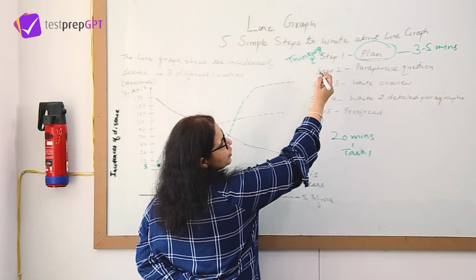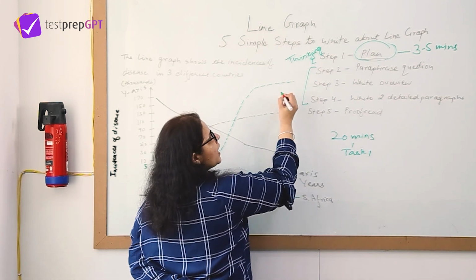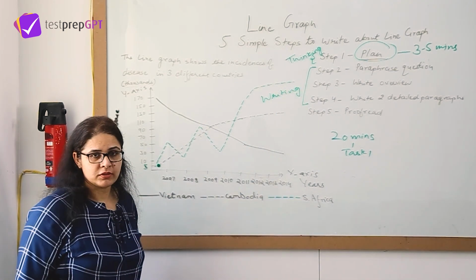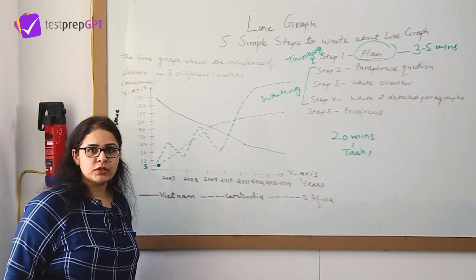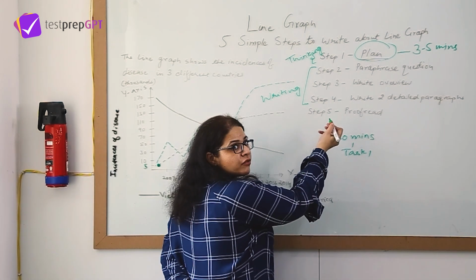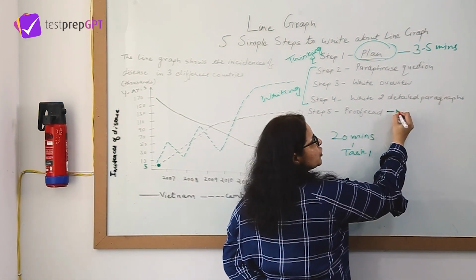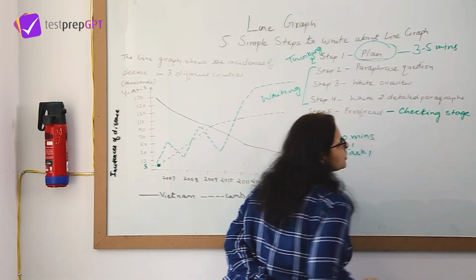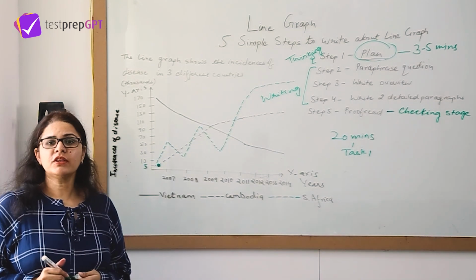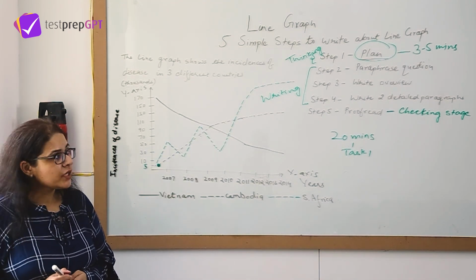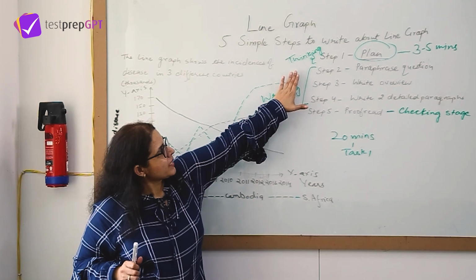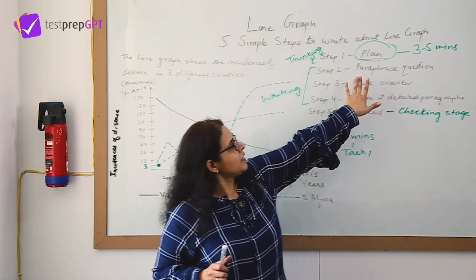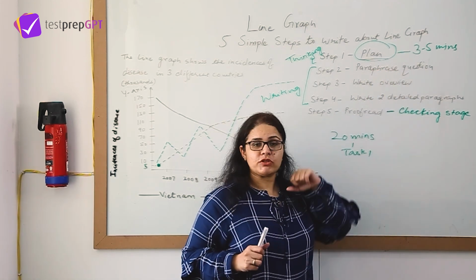The next 2 or 3 stages are the writing stage, where you write your report. Finally, your step 5 is the final stage, which is your checking stage. So what we just talked about was the thinking stage. Now, next we are going to move to the writing stage, the second step. The second step says paraphrase the question.